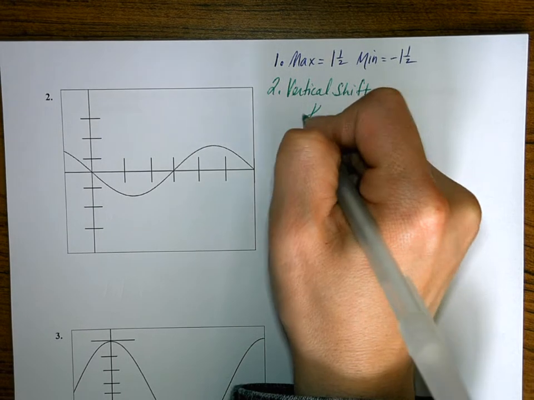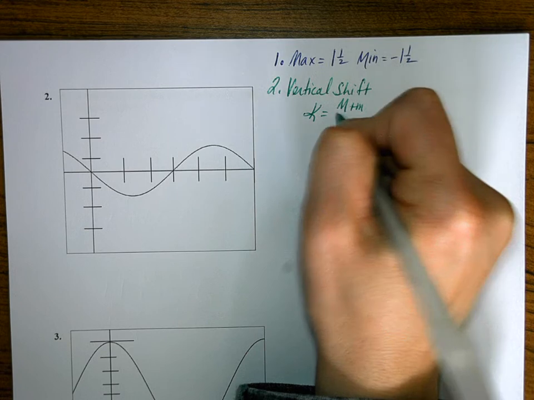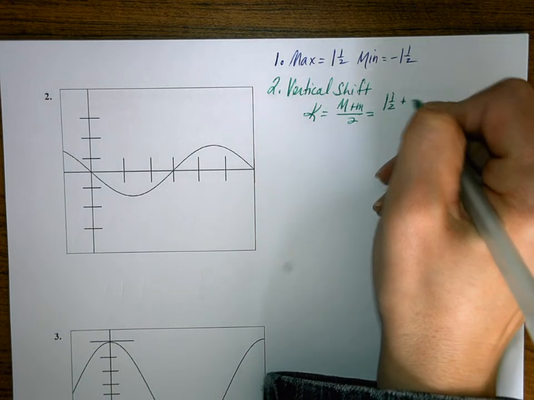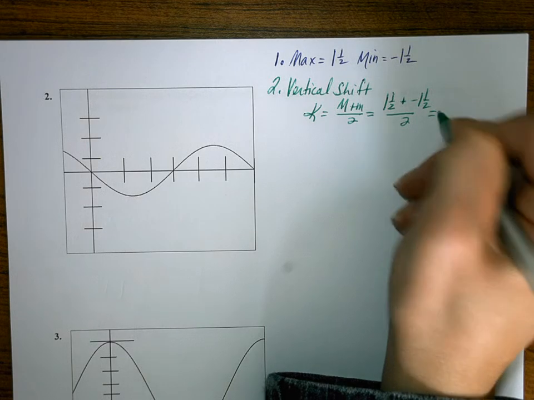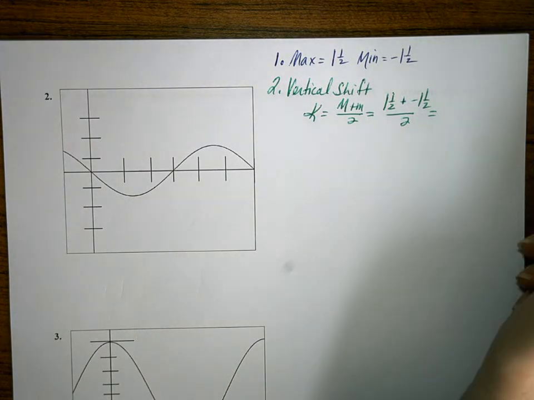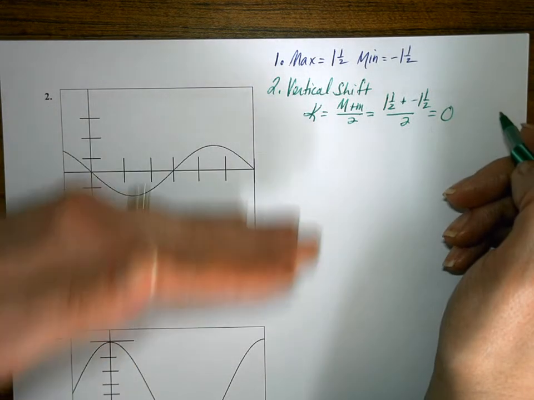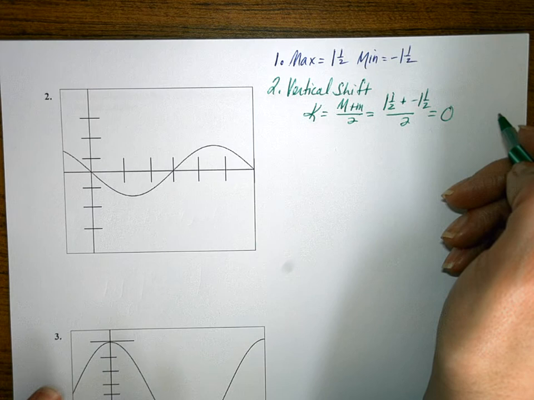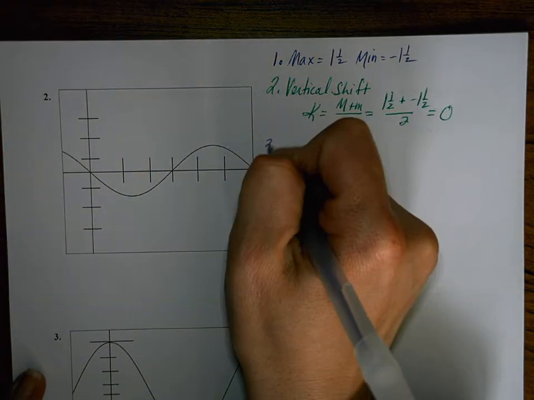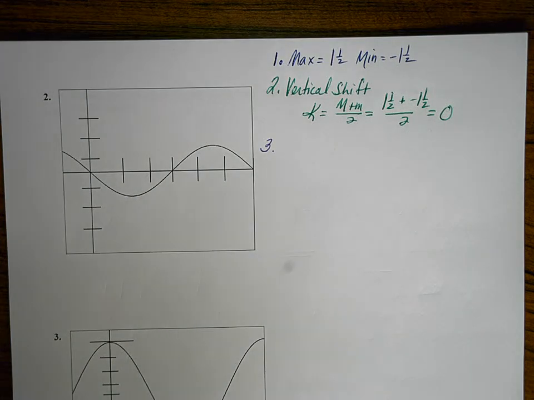So my k value is equal to the max plus the min divided by 2. So my maximum value of 1.5 plus my minimum value of negative 1.5 divided by 2 is 0. There is no vertical shift. It's not shifted up and down at all. That should seem very reasonable to us. Okay. What comes next?